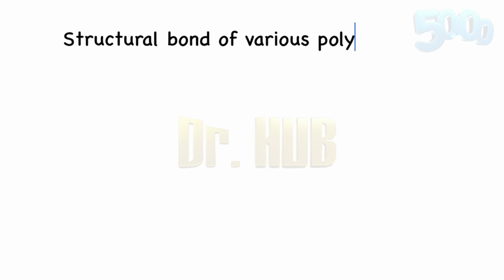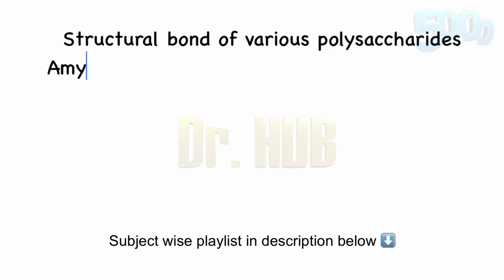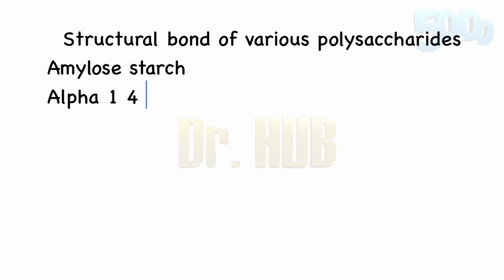Let's look into the structural bond of various polysaccharides. So first one is amylose starch. Amylose starch includes an unbranched chain of alpha 1,4 glycosidic linkage of glucose. It has a hollow helix.